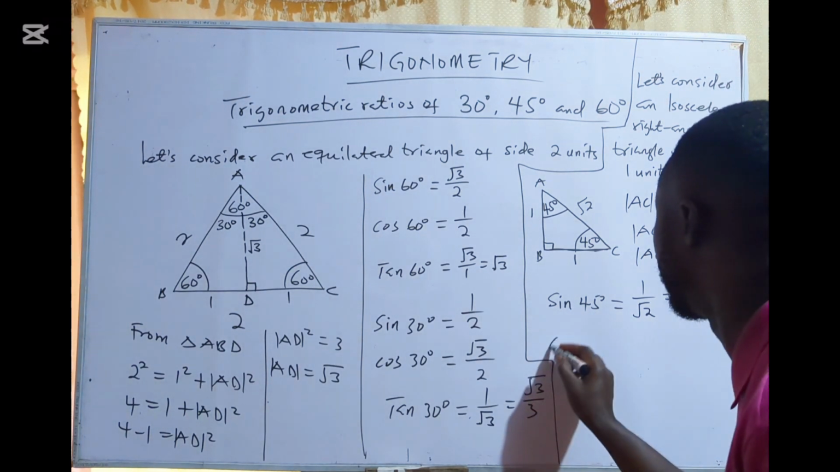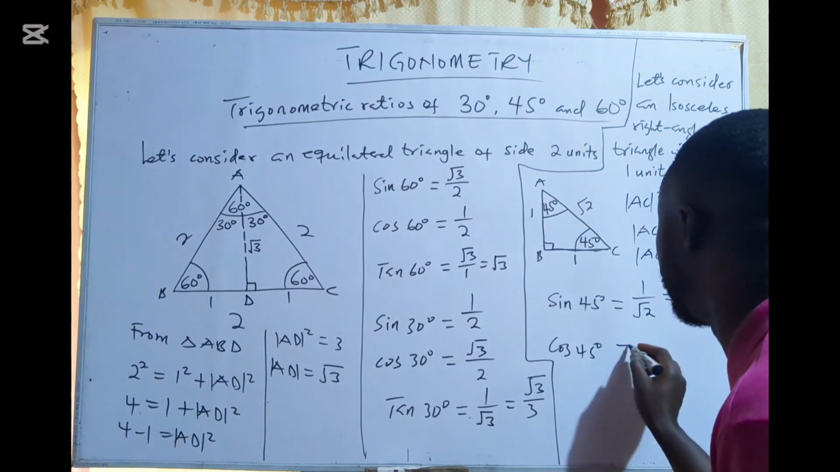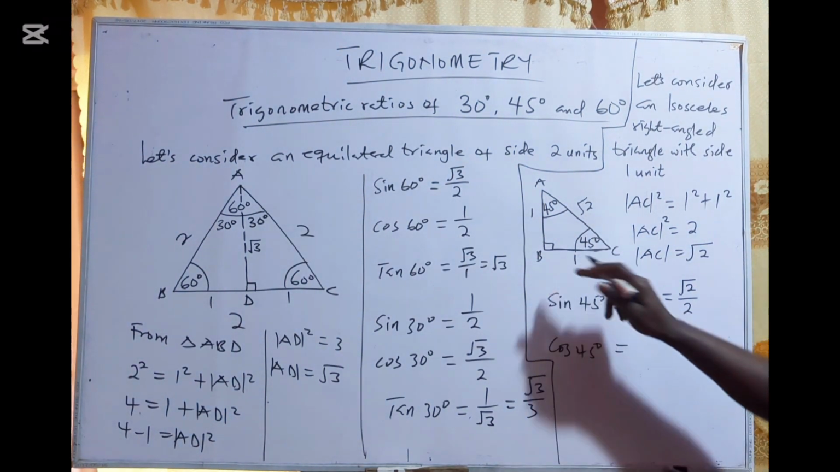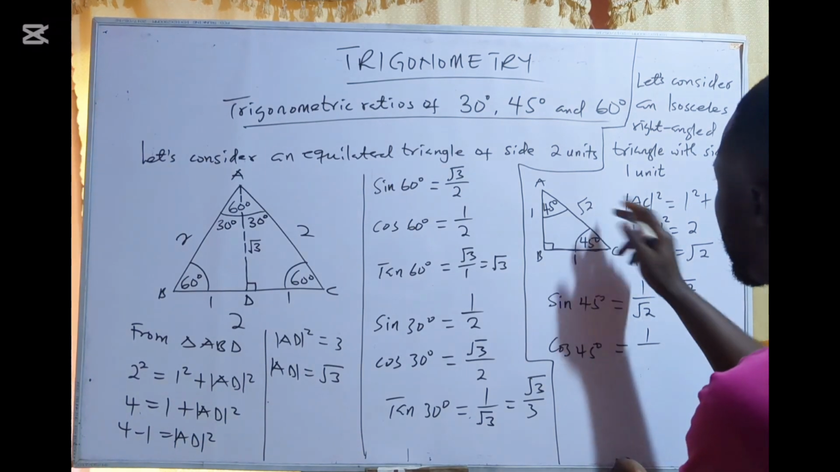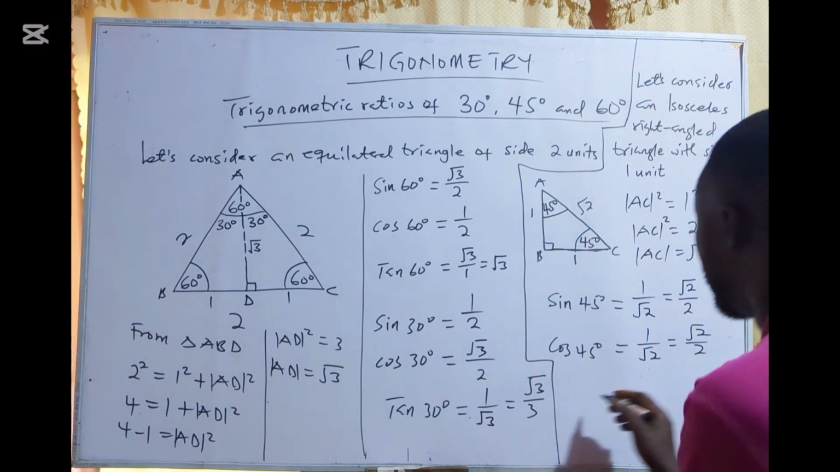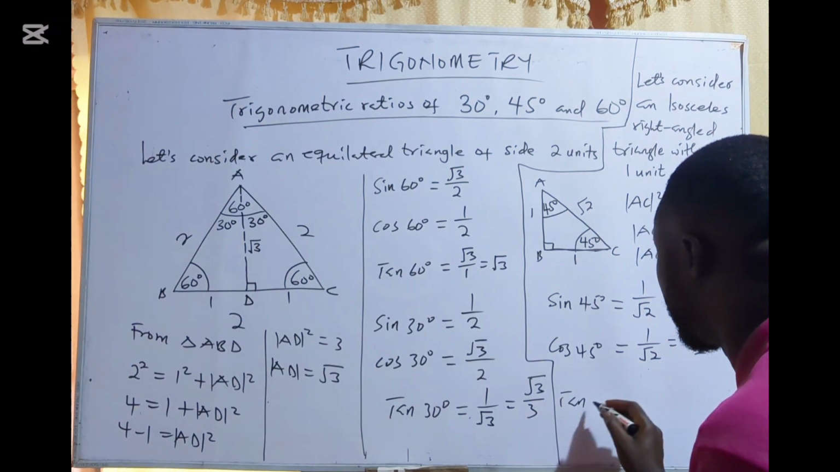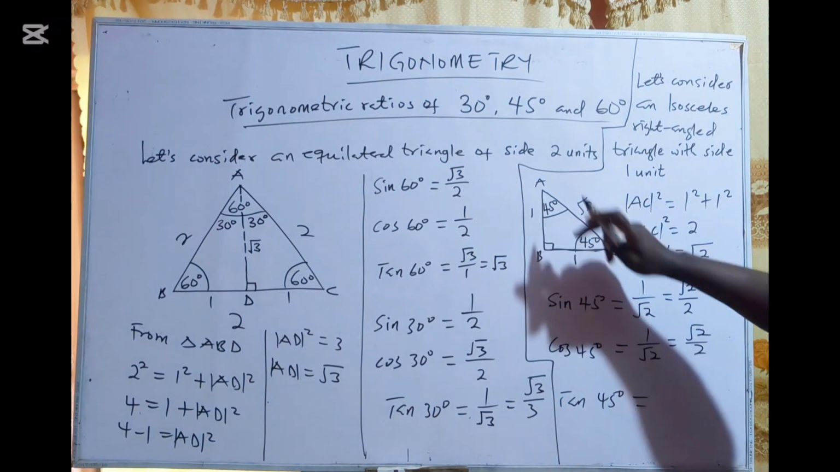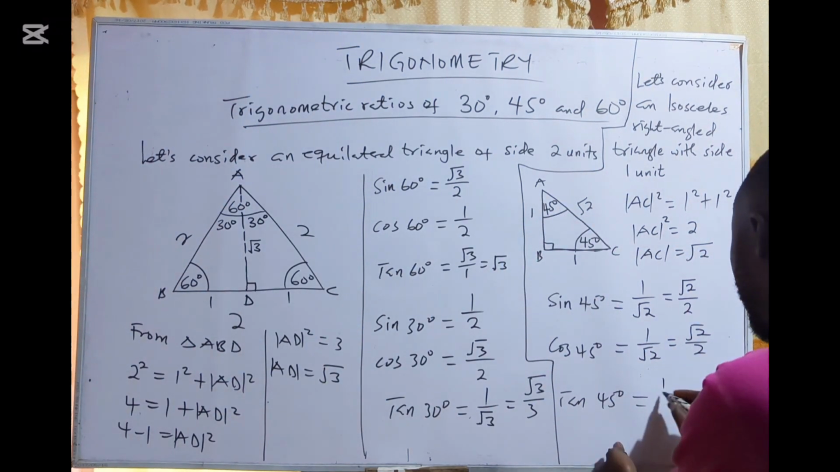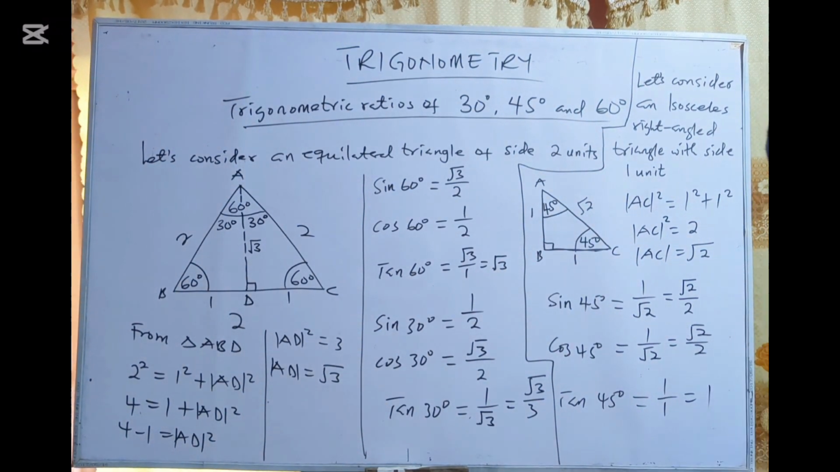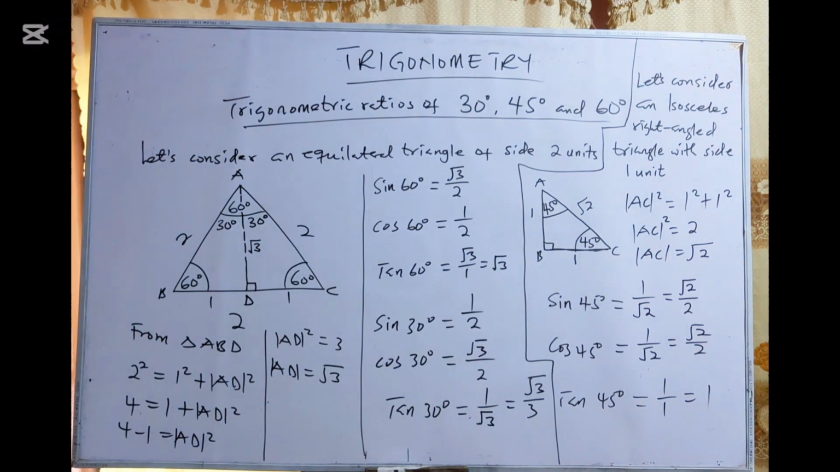Okay. And then cos 45 degrees. If I'm here and I'm here, the same thing. Cos is adjacent over hypotenuse. Alright. That will also be root 2 on 2. And the last, the tan 45 degrees. Opposite over adjacent. So that's the same. 1 over 1. And that will give me 1. Alright. So my tan 45 is 1.